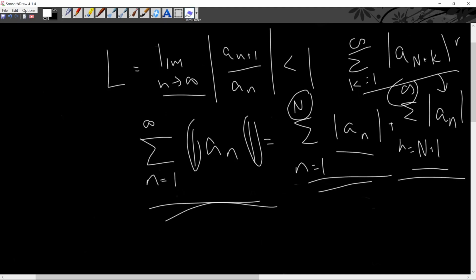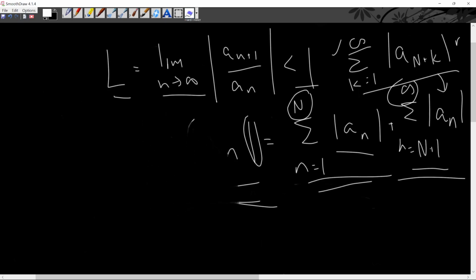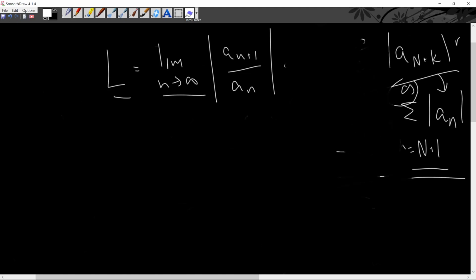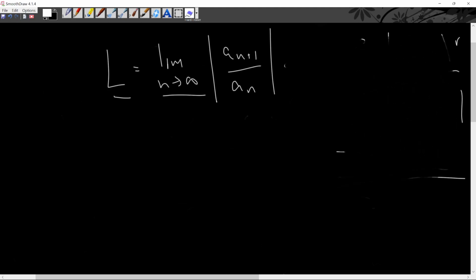So, yeah, since we assumed that L, this limit, is less than 1, and this is true, that means that this has to be true. So we have proven that if the limit as n approaches infinity of the absolute value of a sub n plus 1 over a sub n is less than 1, you will have an absolutely convergent series. And now we need to do another proof, sort of.